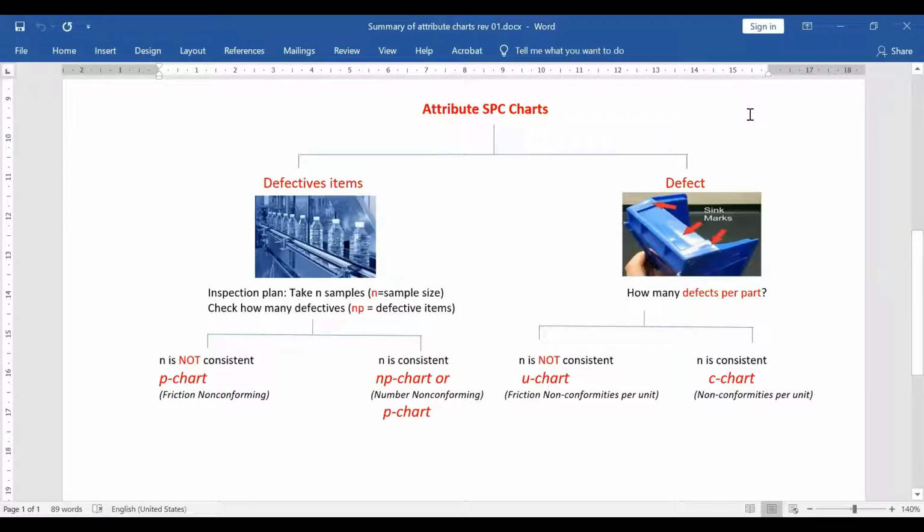To recap, P-chart is an attribute SPC chart used to monitor defective items. And the special thing about P-chart is quite unique in the sense that P-chart can be used for both scenarios, when the sample of the inspection is consistent or inconsistent. We can use P-chart in both scenarios. So let's look into the slides for more details.